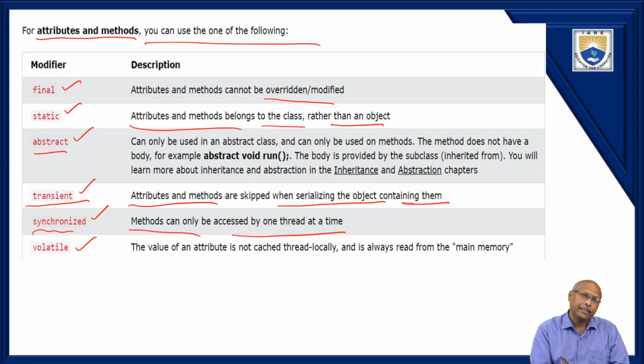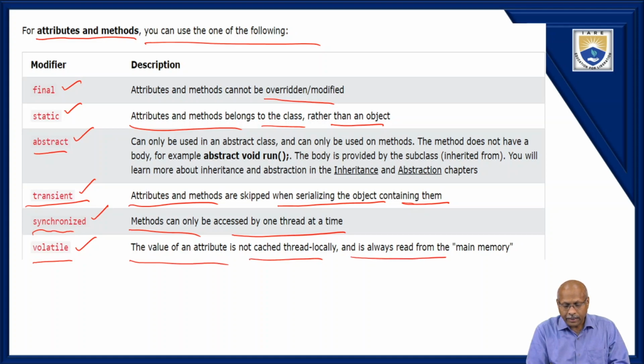If you use synchronized, that resource can be used by only one thread at a time, but not multiple threads. So if you want to control the resource in a multi-threading environment, then you keep that resource in a synchronized area, so that item can be accessible by only one thread at a time. Similarly, volatile: the value of the attribute is not cached thread-locally and is always read from the main memory only.